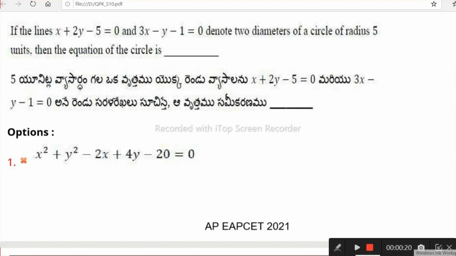Yes, what is our first question in this one? From the circles, if the lines x plus 2y minus 5 is 0 and 3x minus y minus 1 is 0 denote the two diameters of a circle of radius 5 units, then find the equation of the circle. Circle's 2 diameters equations are given, and the radius is also given as 5 units. You know, a diameter always passes through the center.